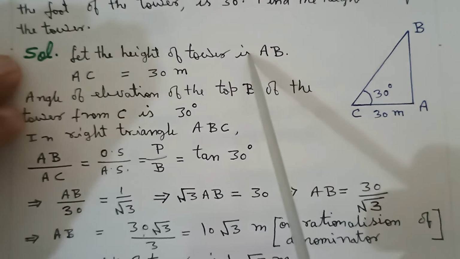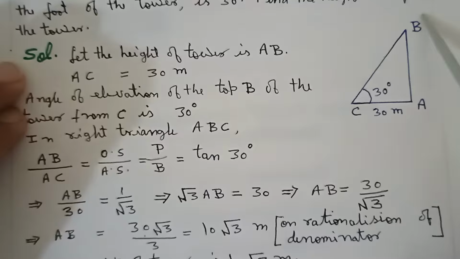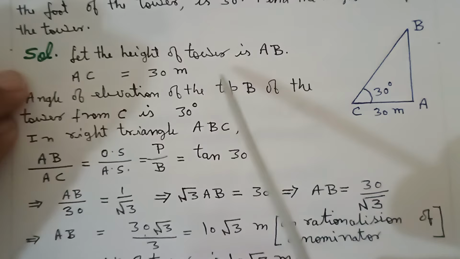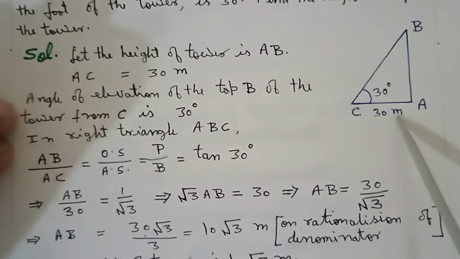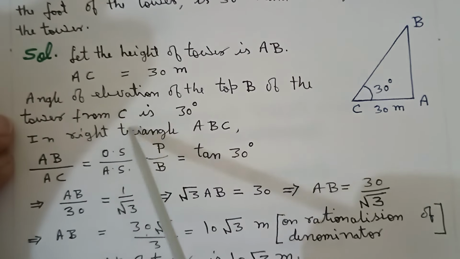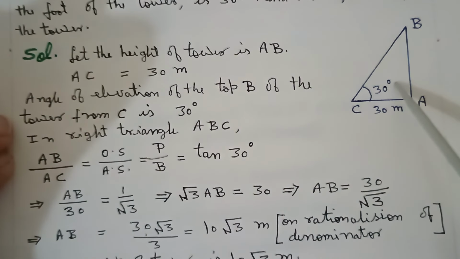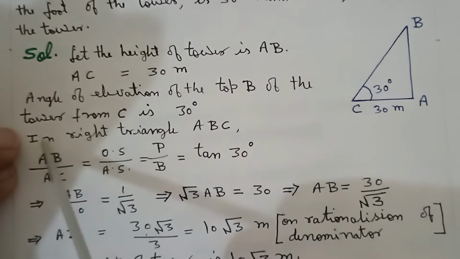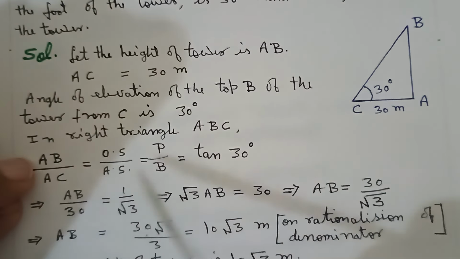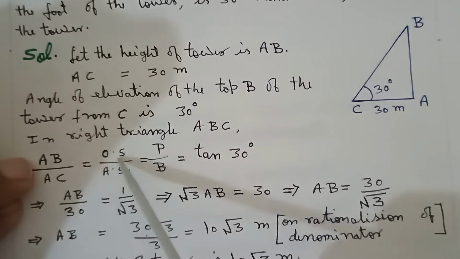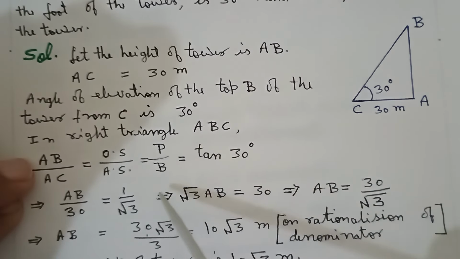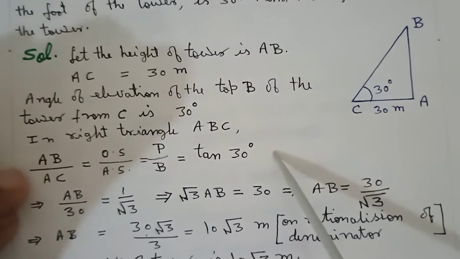Let the height of the tower is AB. ये AB उसकी height है tower की and AC is equal to 30 meter. Angle of elevation of the top B of the tower from C is 30 degree. ये 30 degree का angle of elevation है. In right triangle ABC, AB upon AC is equal to opposite side upon adjacent side is equal to perpendicular upon base is equal to tan 30 degree.